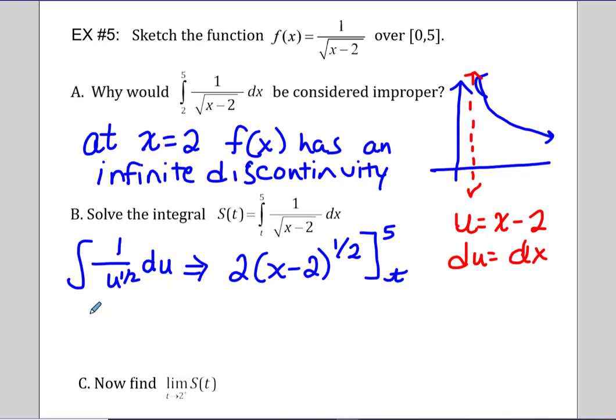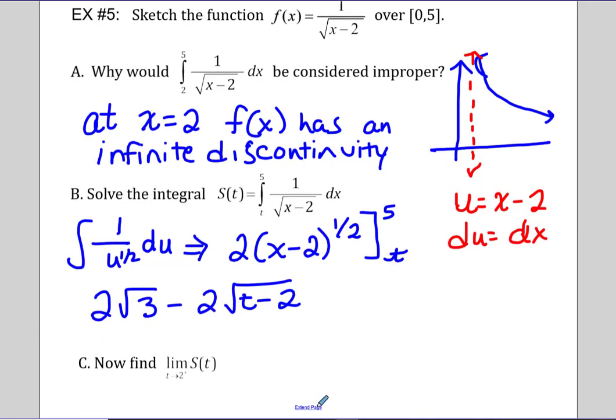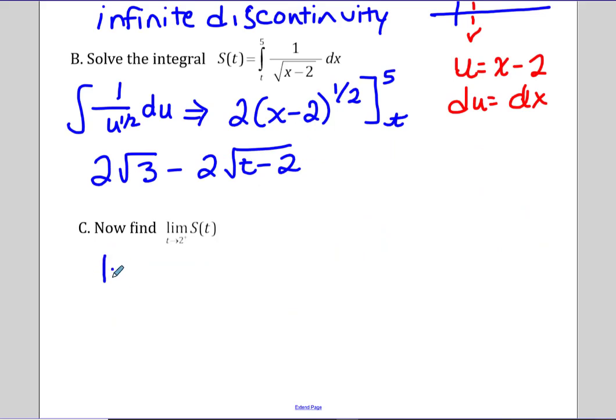So this would be substituting our 5. We got 2 square roots of 3 minus 2 square roots of t minus 2. So we found the value of the integral, but now we need to evaluate the limit as t approaches 2 from the right. And remember why we're doing from the right is because we have that infinite break in the graph at x equals 2.